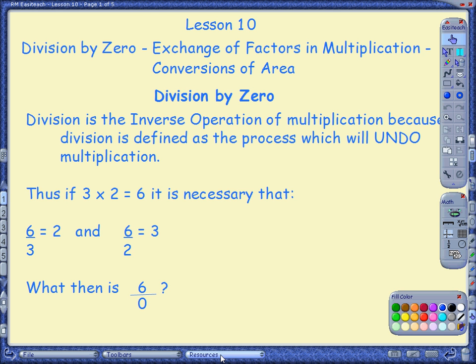Lesson 10 has 3 topics: division by zero, exchange of factors and multiplication, and conversions of area. The first topic we'll take up is division by zero.